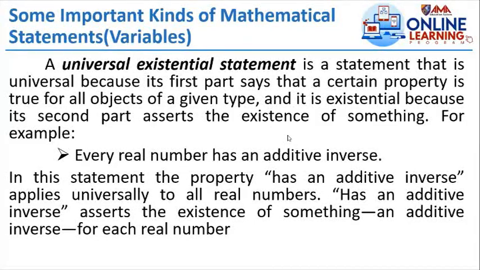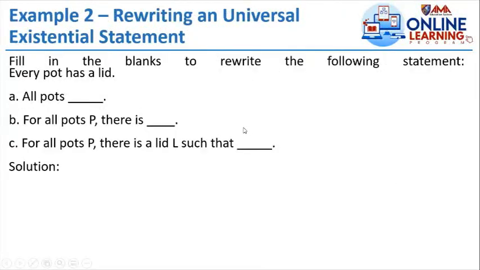Okay, example natin. So prepare your keyboards. Yan to answer. Okay. So the given is every pot has a lid. So if we try to understand this, lahat daw ng pot may takip or may lid. Ayan, for A, all pots blank. So ano kaya dyan kay A? All pots blank. Okay, all pots have lids. Yes, pero grammatically correct, have lids po. And then for B, for all pots P, there is blank.